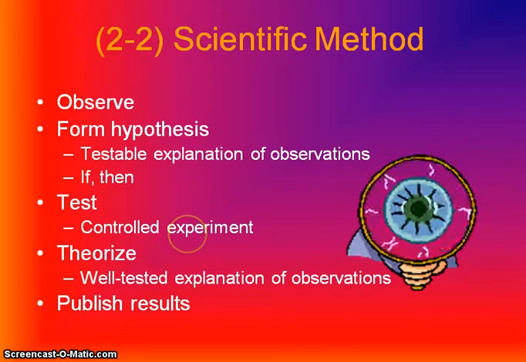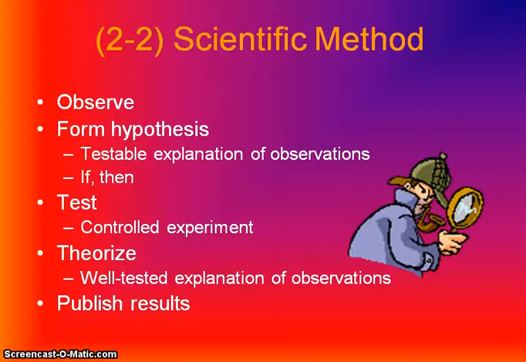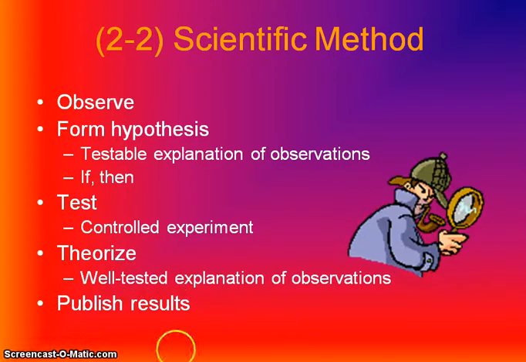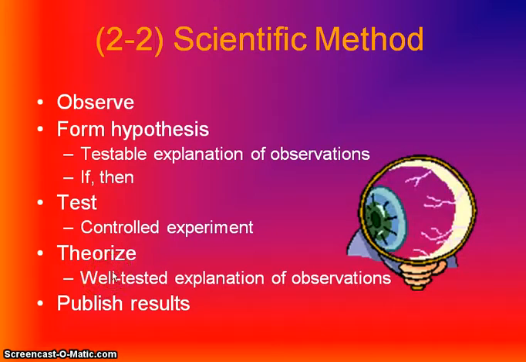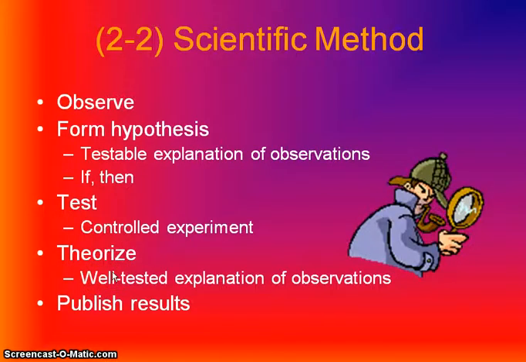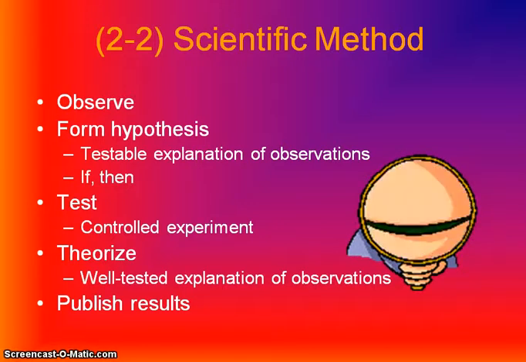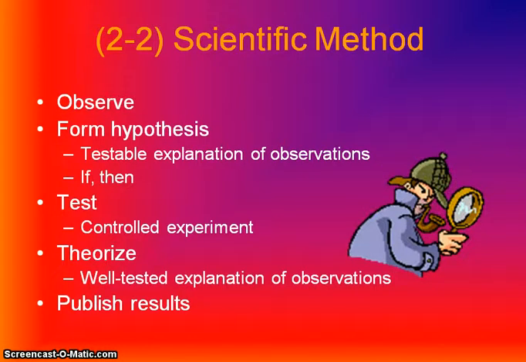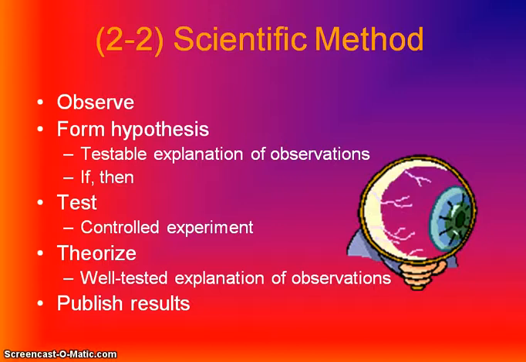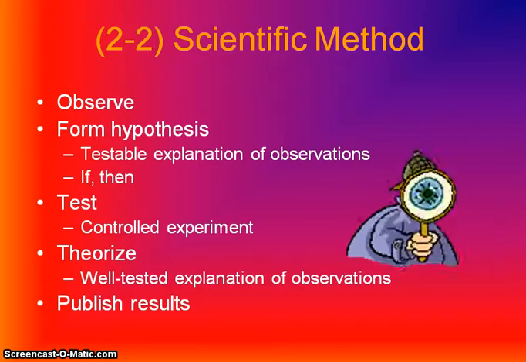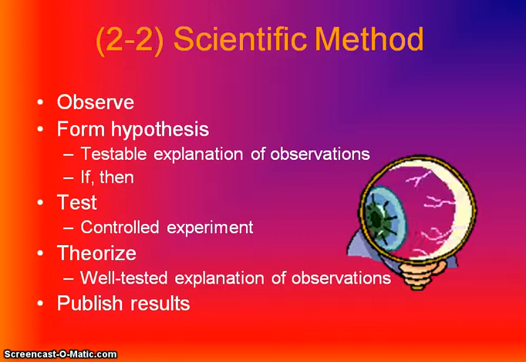Once an experiment has been done many times and you've got the same results and other people have replicated this experiment and also gotten the same results, that is when you can form a theory. Now in science, a theory is a well-tested explanation of observations. It's not just a random idea of why you think something has happened. It actually has to be very well tested, and it's going to explain why something occurs. So the hypothesis predicts, the theory is going to explain why.